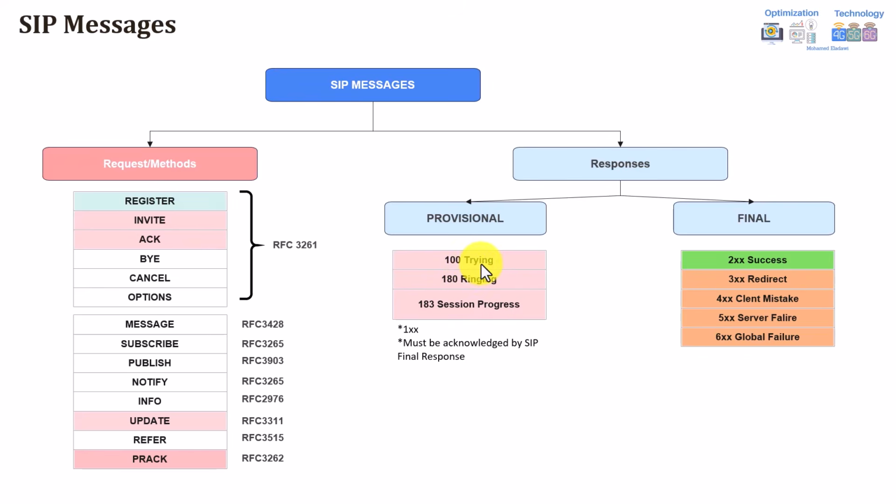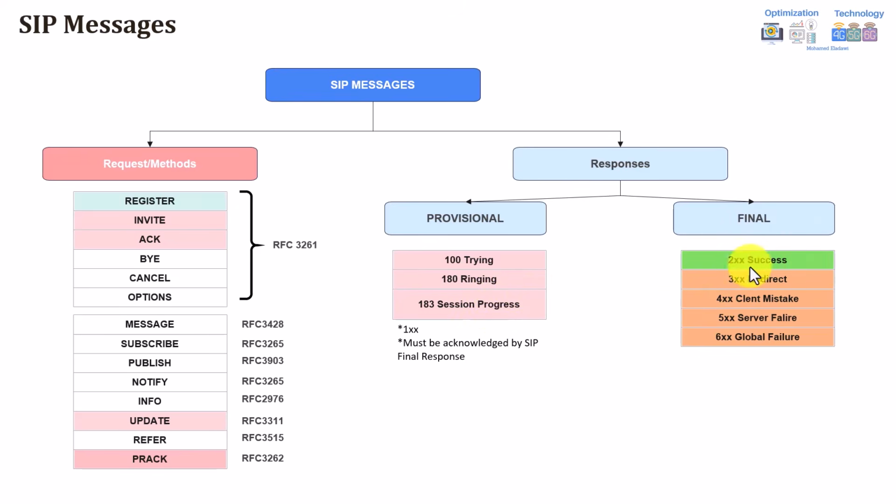I already received your request and I already started the provisioning and I will get back to you soon. And 180 ringing is usually sent by the mobile terminating to alert the mobile originating terminal that I already now start ringing. And 183 session progress we already discussed. This you usually send by mobile terminating, and it includes something called SDP answer, which is including the codecs supported.